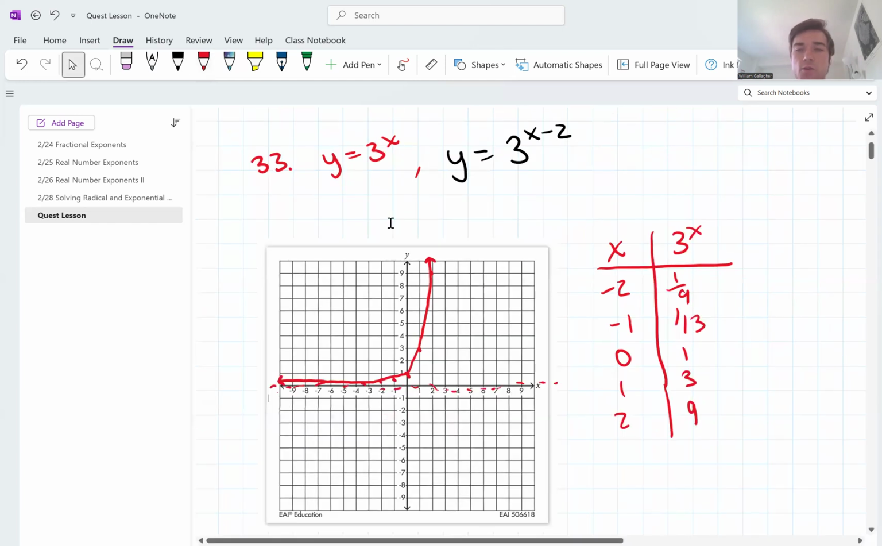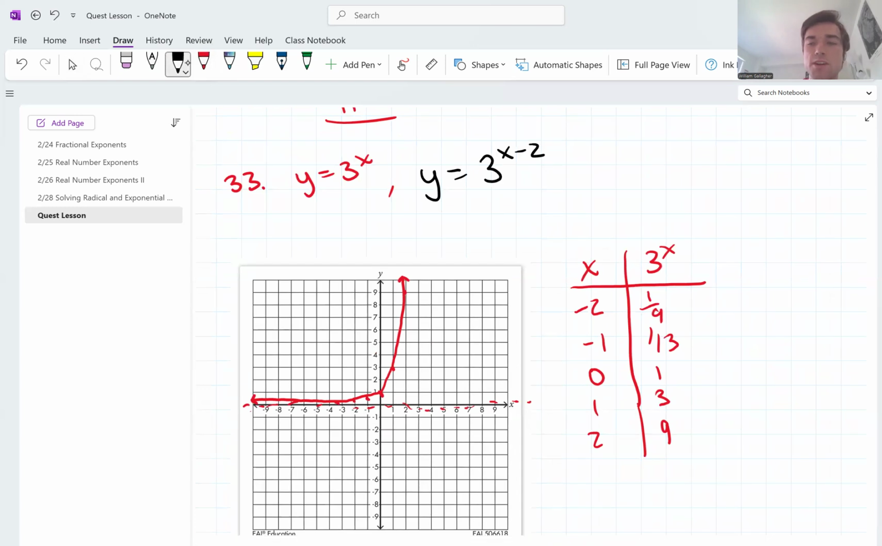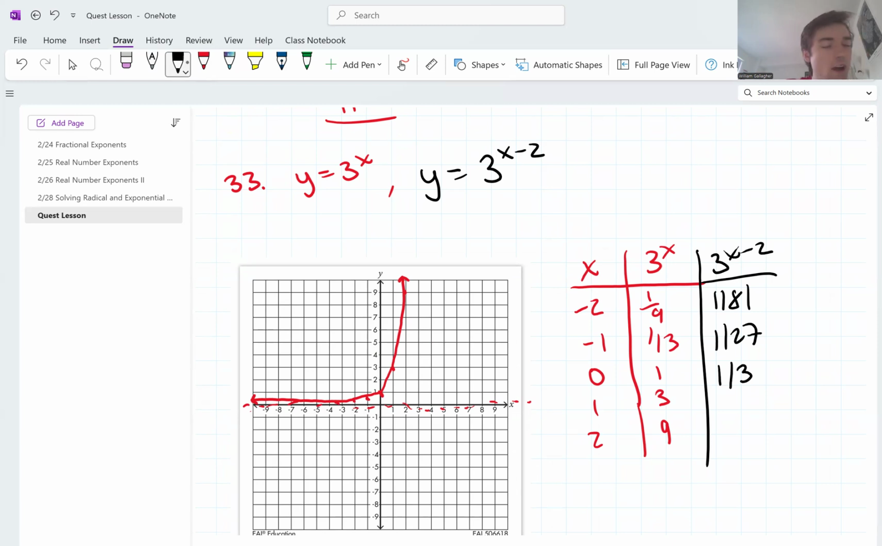For 3^(x-2), we can do it pretty similarly. Except for this time, 3 to the negative fourth will be 1 over 81, and then 1 over 27, and then 1/9, sorry, and then 1/3, and then 2 will correspond to 1. And so at this point, we actually don't really have a lot of information in terms of numbers that are greater than 1. So if I plug in 2, it looks like I will be at 1.